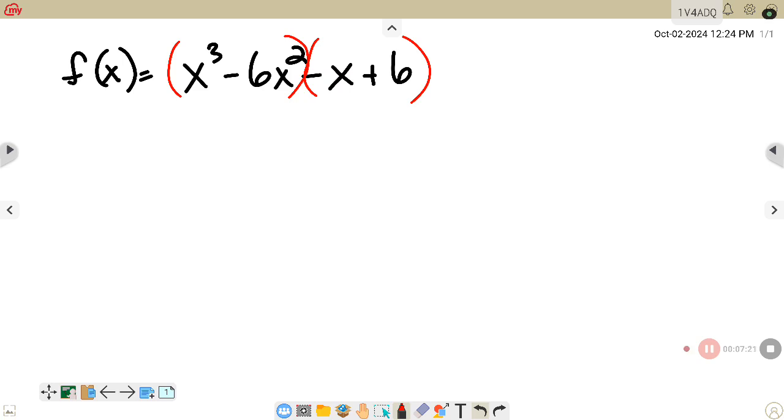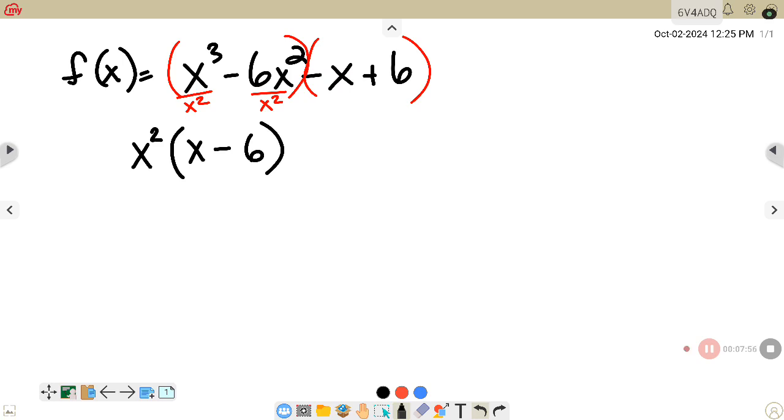Now, just looking at the first group, I noticed that the x cubed and the -6x squared have x squared in common. So I'm going to factor out an x squared from each of these terms. So if I take the x squared out of the first term, out of that x cubed, all I'm left with is an x minus, if I took the x squared out of the next term, all I'm left with is that 6.